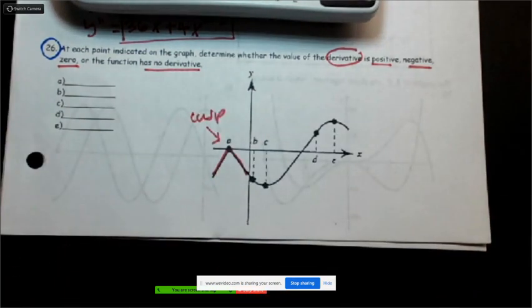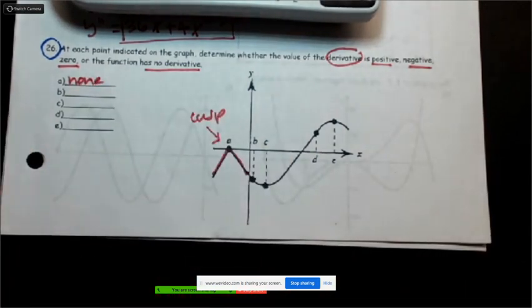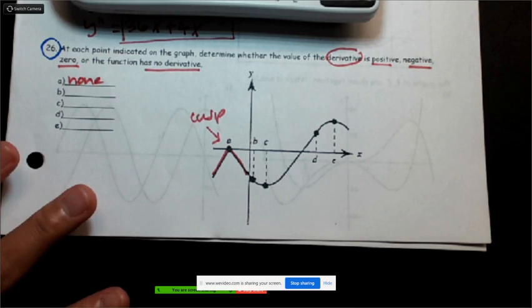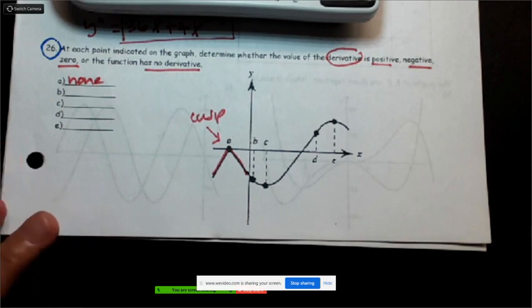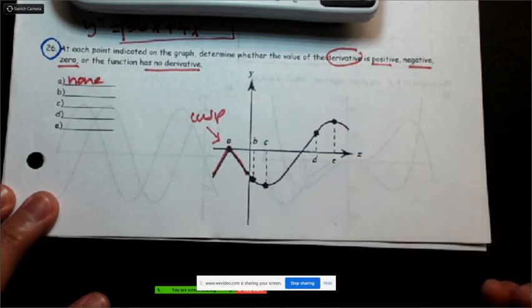At a cusp, there's no derivative. So none. And I know when I taught it on the notes, I said does not exist. Okay? Because if it doesn't exist, there's none. Okay, on part B, let's start with actually all the zeros.